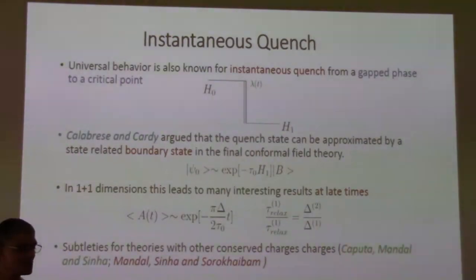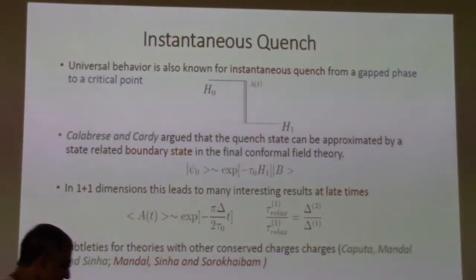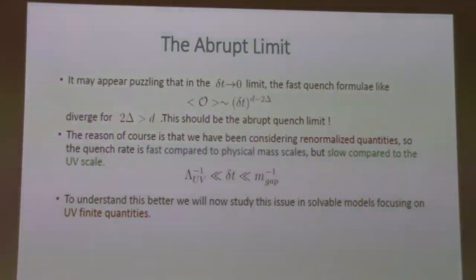This is a perfectly well-defined calculation in conformal field theory, which you can do, and it looks to be perfectly fine. There are some provisos which I have just mentioned here. Let us now go back to the calculation which we did, that prediction that the expectation value of the operator goes as some power of delta t. If you look at that power, you immediately realize that when 2 times delta, where delta is the dimension of the operator by which you have deformed the theory, is greater than the space-time dimension d, this thing diverges in the delta t going to 0 limit. Whereas in all these calculations of a sudden quench, there doesn't seem to be any such problem.